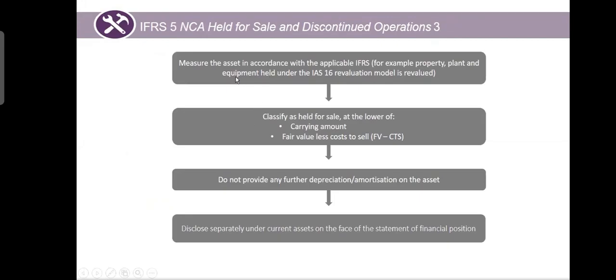So measure the asset in accordance with the applicable IFRS. For example, property, plant, and equipment under IAS 16. Classify as held for sale at the lower of carrying amount or fair value. So this is where you take book value or the market value, whichever is lower. Do not provide any further depreciation on the asset. Disclose separately under non-current assets on the face of the financial statement. Please pay attention. The word is face of the financial statement.